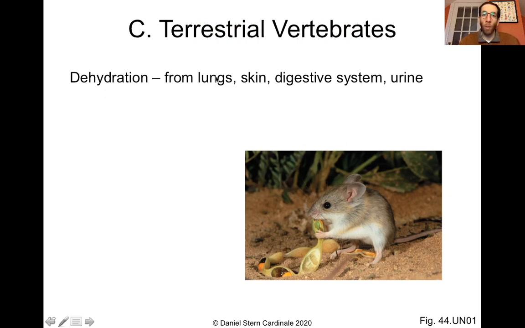We lose water from our lungs, we lose water from our skin, like when we sweat, we lose water via our digestive system, and we lose water in our urine when we excrete nitrogenous waste. So terrestrial vertebrates have to have mechanisms to recover water and maintain their water balance despite these challenges.